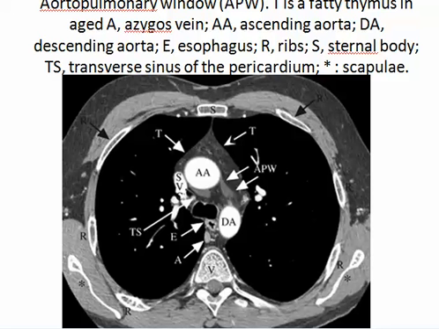A is the azygos, while E is the esophagus, and the TS is the transverse sinus of the pericardium, and the stripe is the scapula. S is the sternal body, and R for ribs, arrows for ribs.